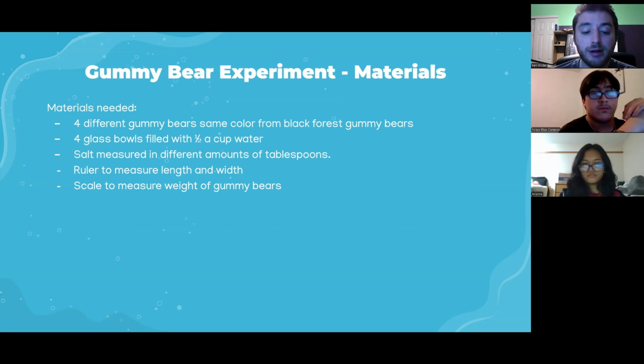The materials needed for the experiment were 4 different gummy bears, same color from Black Forest Gummy Bears Company, 4 glass bowls filled with half a cup of water, salt measured in different amounts of tablespoons, a ruler to measure length and width, and a scale to measure the weight of gummy bears.